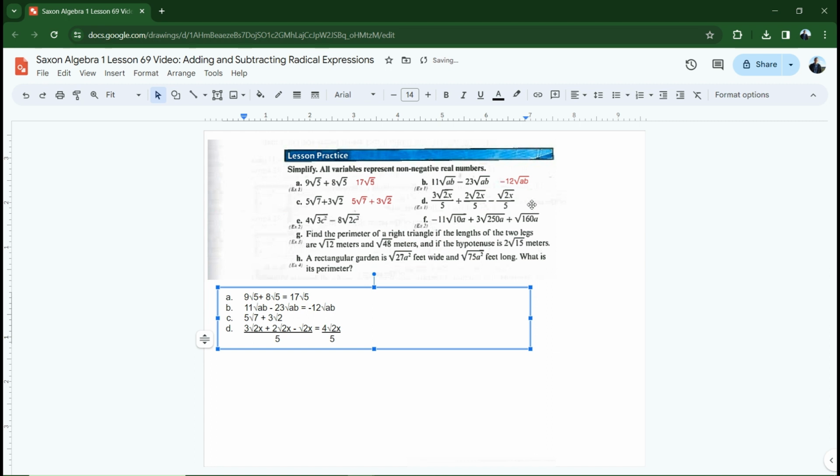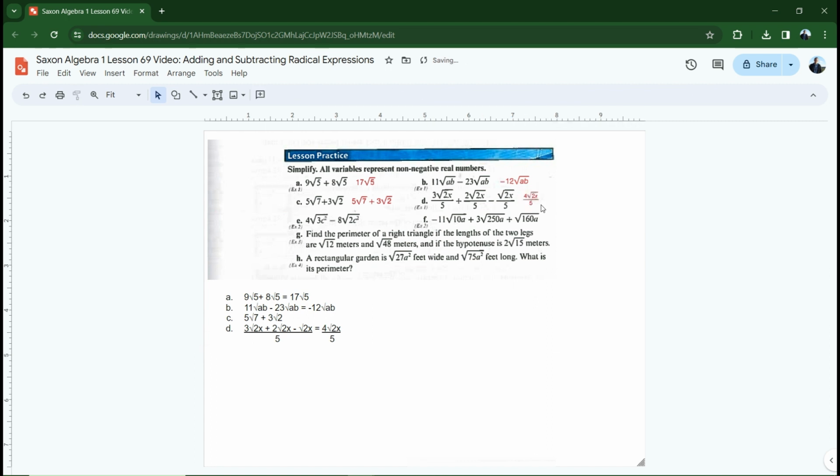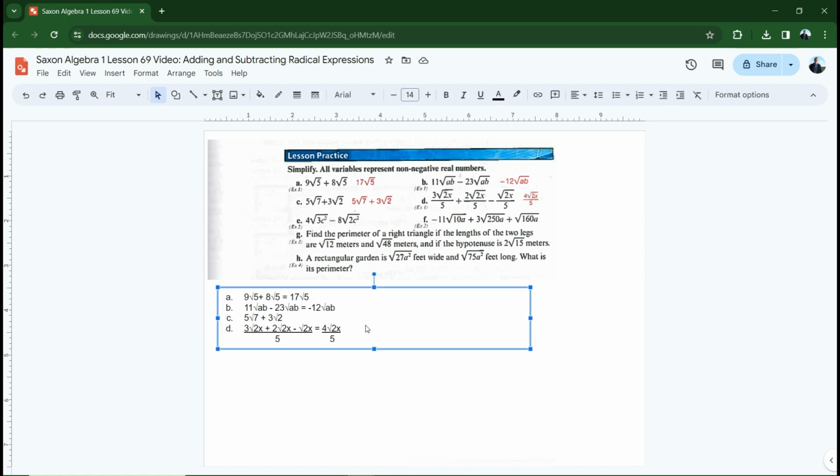Let's see if we got this one right. We're just treating it like any other fraction addition and subtraction problem. Keep the denominator the same. Do whatever needs to be done in the numerator, add and subtract. All right, letter E.